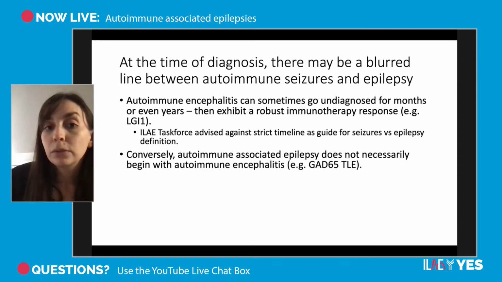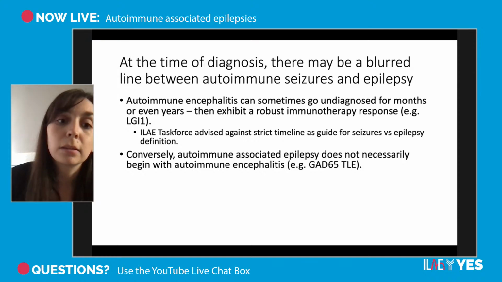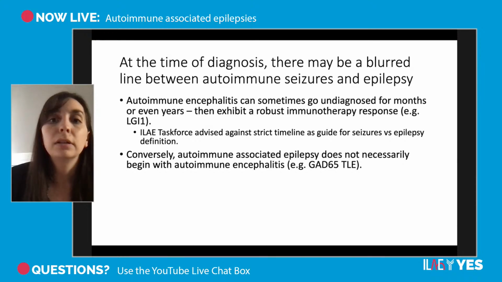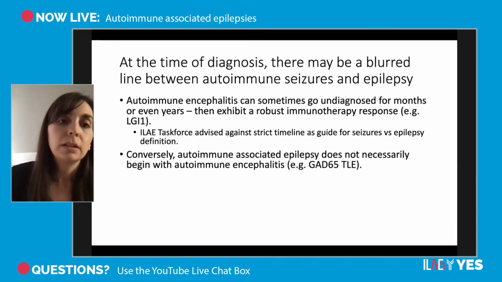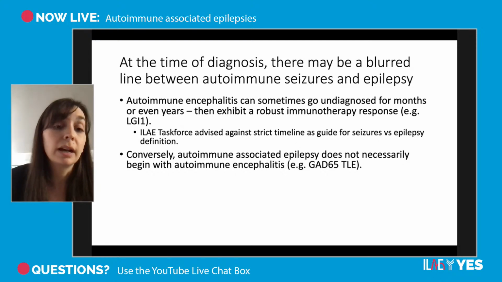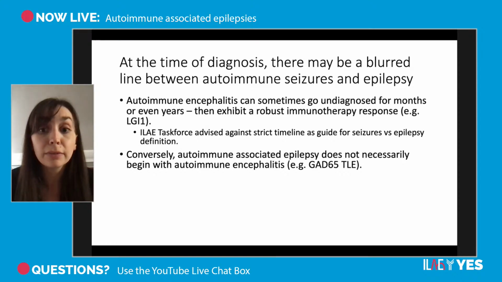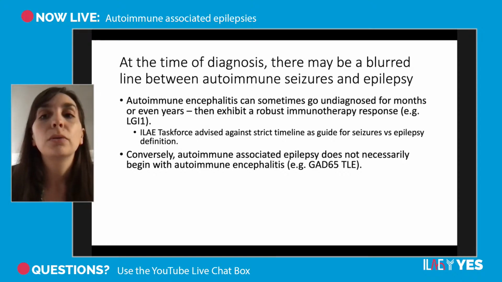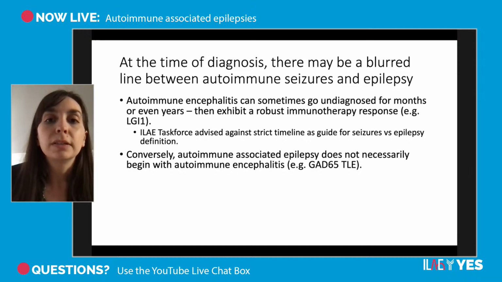Many of them have a delayed diagnosis and may come to someone who realizes that they have an autoimmune problem later. And therefore, we really can't use a strict timeline. And we said that if there is evidence of an active autoimmune encephalitis on the basis of clinical and paraclinical data, then you're dealing with acute symptomatic seizures. And conversely, some patients never have a clear autoimmune encephalitis in the first place, like patients with high titer GAD65 temporal lobe epilepsy. And so in these patients, it can be hard to make the distinction.